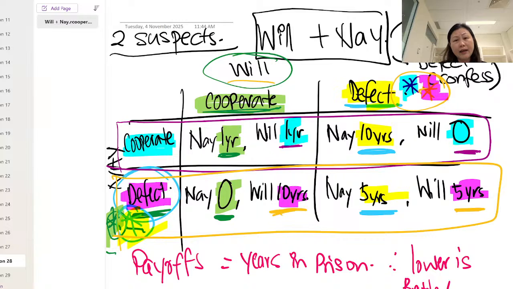This is a theory that was introduced by Nash. We'll talk a little bit more about Nash in a few moments.